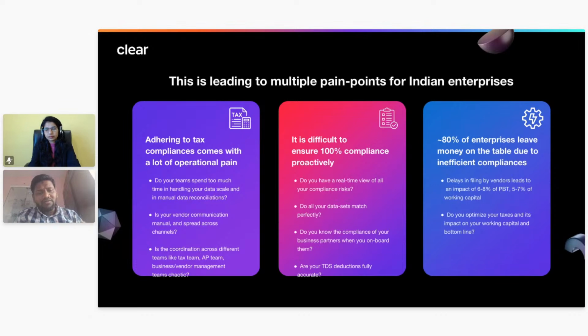With a lot of these parameters, more than 80% of enterprises leave money on the table due to insufficient compliance. We have seen a lot of customers whose money is lying there and they are not able to claim 100% of their ITC, either because they have claimed excess, or it is a shortage claim, or in terms of ITC on imports, or in terms of RCM claim. There are a lot of other parameters also.